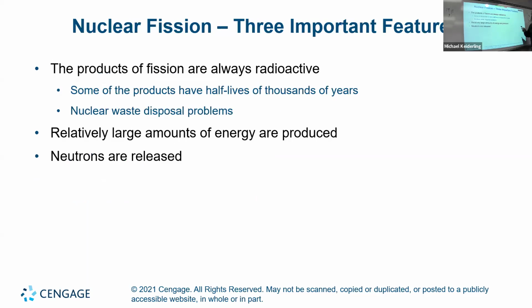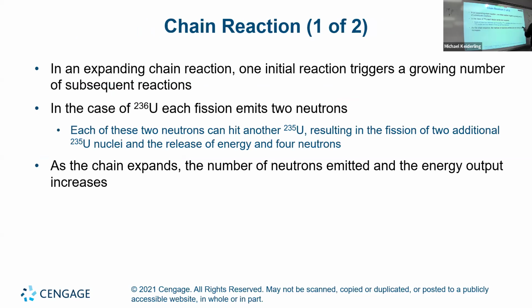And the products of fission are always radioactive. Some of the products have half-lives of thousands of years, and this can lead to the problem of disposing of nuclear waste. But honestly, the main problem with disposing of nuclear waste is that people are way more afraid of nuclear material and nuclear waste than they need to be. But relatively large amounts of energy are produced and neutrons are released when you have nuclear fission. And one of the things is that you can have a chain reaction.